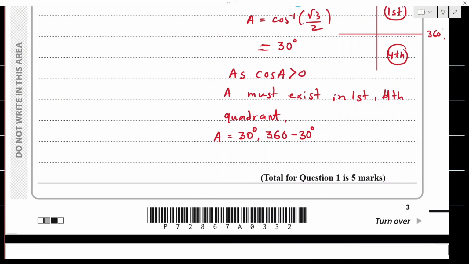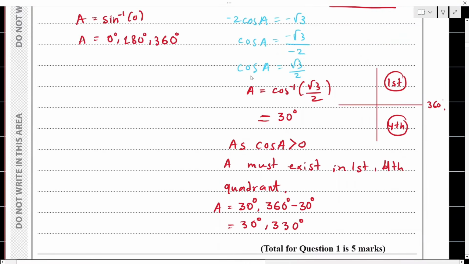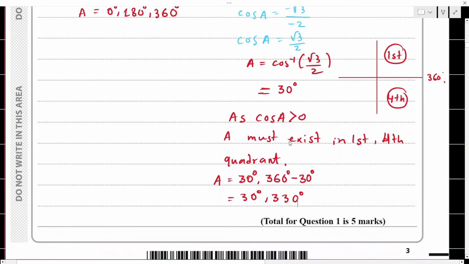I have to subtract the basic acute angle from 360, and this will give us a corresponding angle in the fourth quadrant, and that corresponding angle will give us the same value as our 30 degree angle. So this is ultimately equal to 330. So these are the two values for which our cos is equal to root 3 by 2. The value of our cos function is equal to root 3 by 2 for these two values.